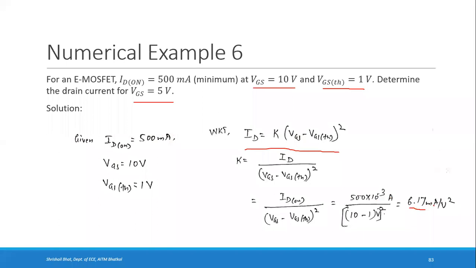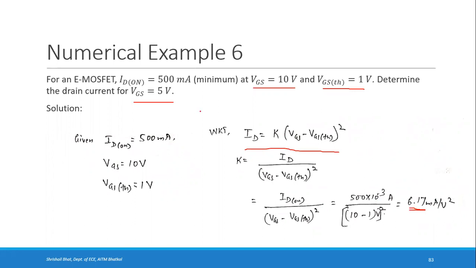So it is milliamps, and in the denominator it is volt square. Milliamps per volt square. You can just take the magnitude here. In the exam, there is no need to write the units for K. You can take the magnitude, that is 6.17. So this 6.17 is the value of K. You have got this for the on conditions.